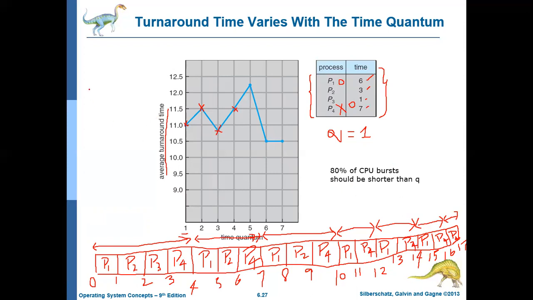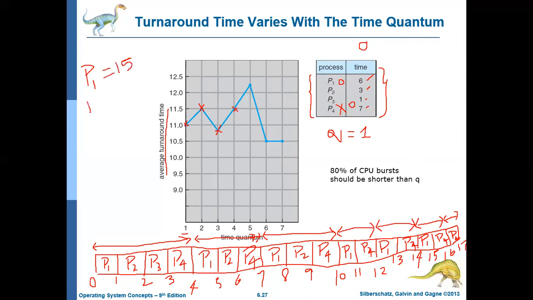So what is the turnaround time for P1? If you see, P1 completes at the 15th millisecond. Here the arrival time for all jobs is 0 milliseconds. So it is completion time minus arrival time. So 15 minus 0 is 15. So the turnaround time for P1 is 15.